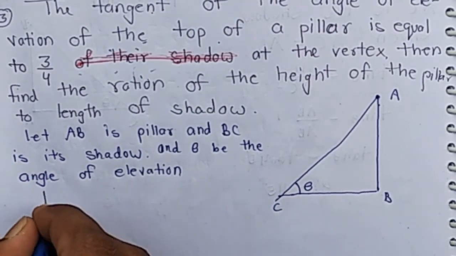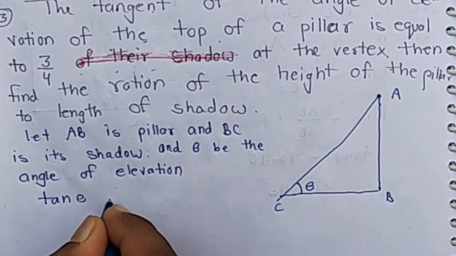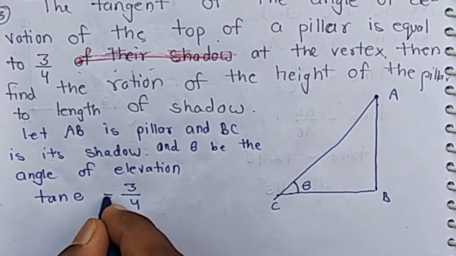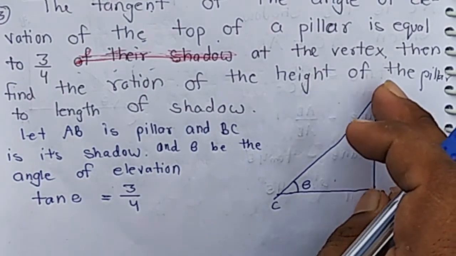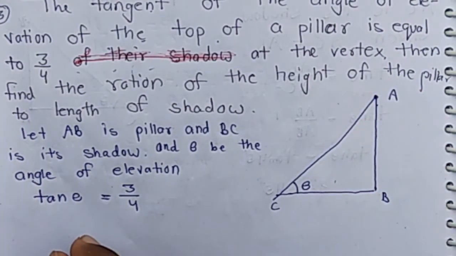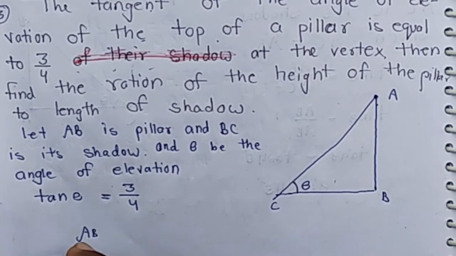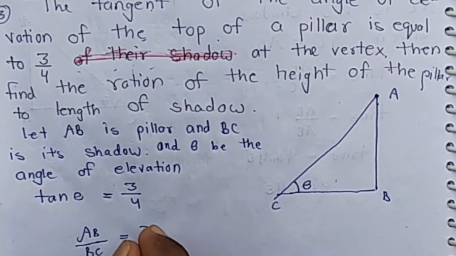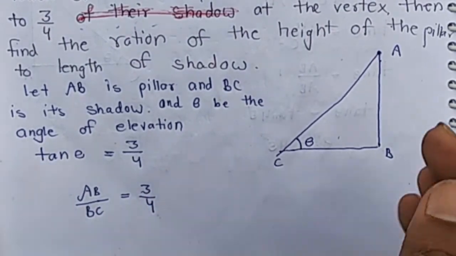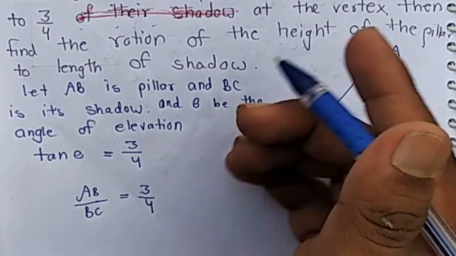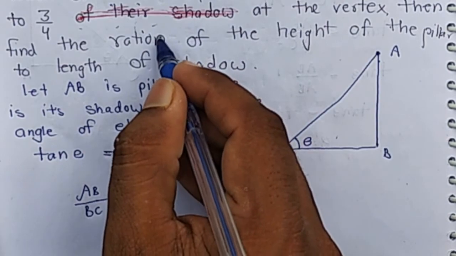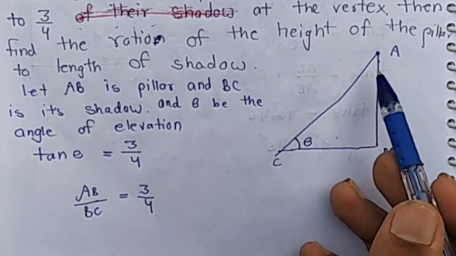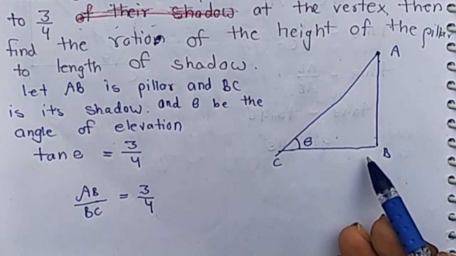Then tan theta equals the tangent of the angle, which is given as 3/4, and tan theta is also equal to perpendicular upon base, which means AB by BC, and AB is the height of the pillar. We have to find the ratio of the height of the pillar and the length of the shadow. AB is the height of the pillar and BC is the length of the shadow.